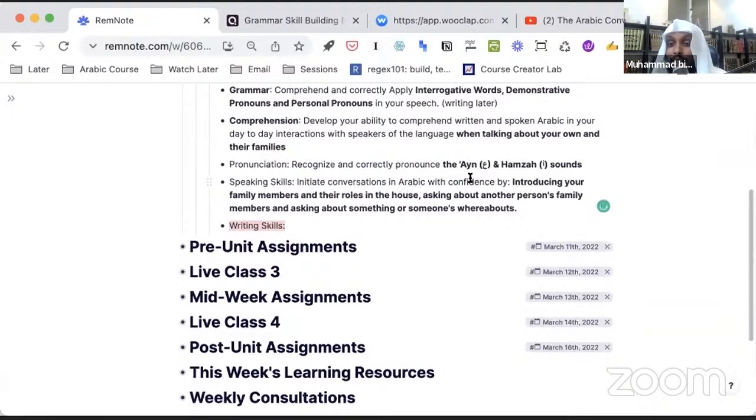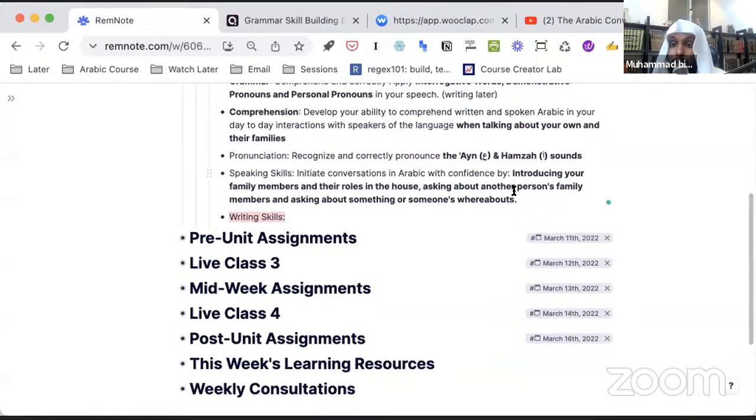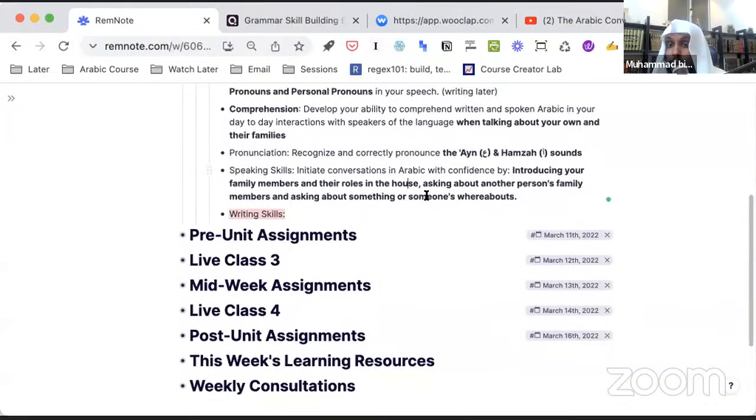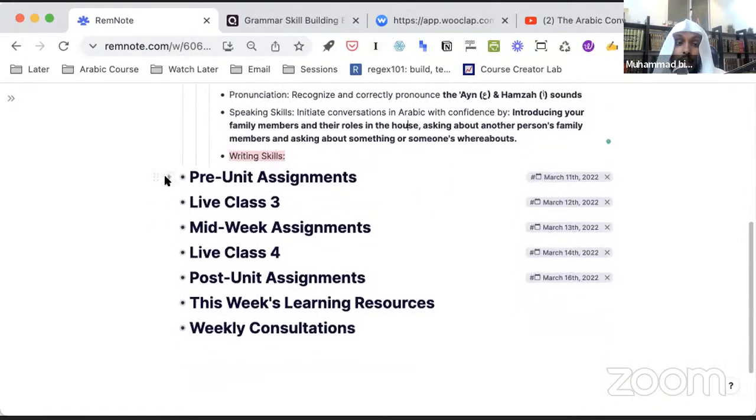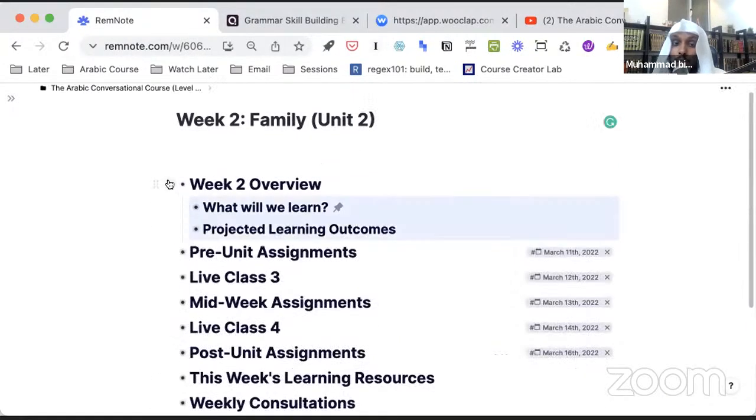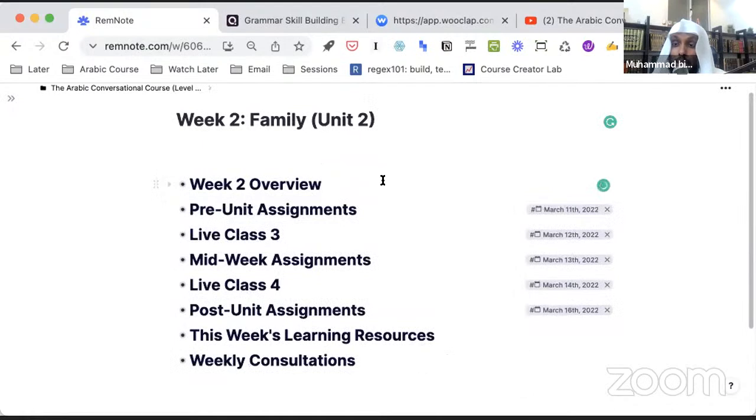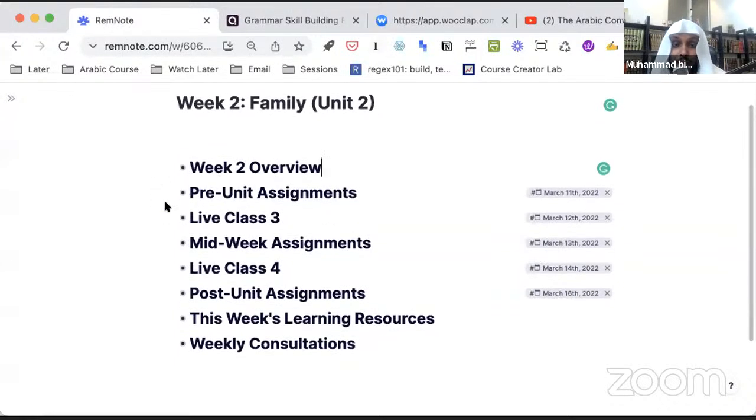Then we have the speaking skills. Inshallah you'll be able to initiate conversations with confidence by introducing your family members and their roles in the house, asking about another person's family members, and asking about something or someone's whereabouts. This is generally the overview, and these are the learning objectives, and I always share this at the beginning of the lecture so that you know exactly where you're working towards and where you should be at the end of next week. Okay, we talked about the difference between learning objectives and learning outcomes. These are the objectives, this is what we're planning that you get to do, but the learning outcomes we'll see inshallah towards the end of next week.